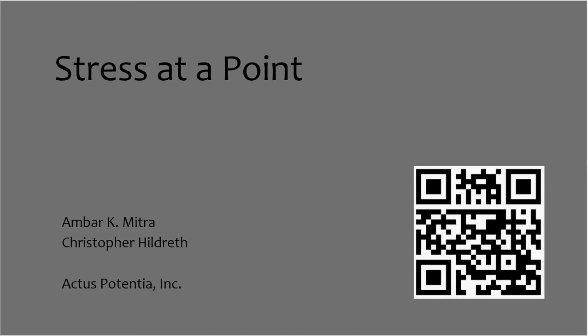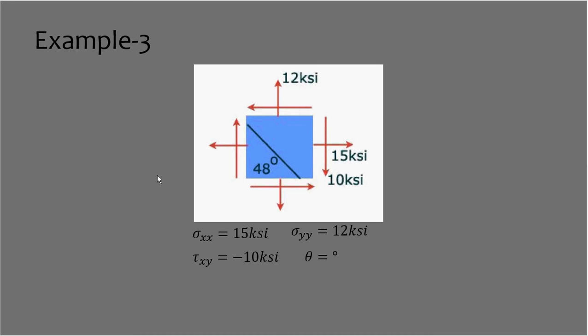Hello. In this video, I'm going to be solving our third example problem for analyzing stress at a point and stress transformation. So here is our problem setup. As you can see, we have our plane stress here with normal stress in x of 15 ksi, normal stress in y of 12 ksi, and shear stress of negative 10 ksi, because on the right face it's going clockwise.